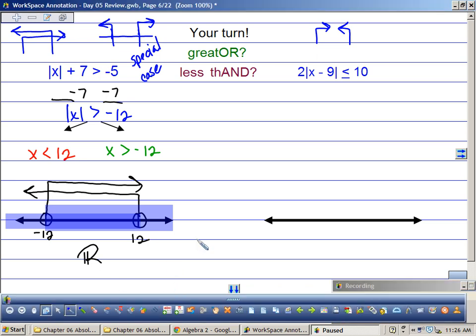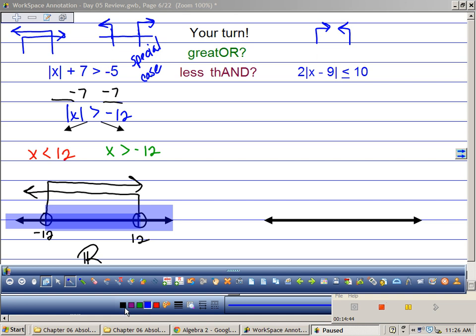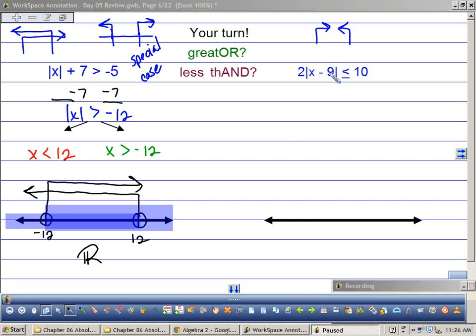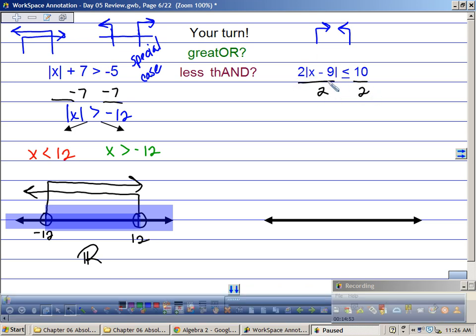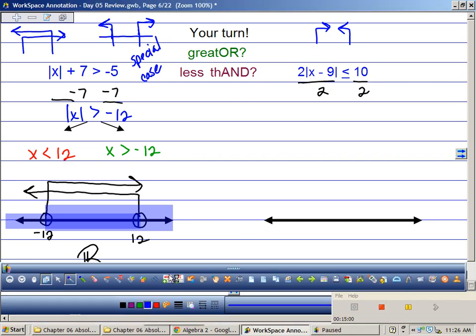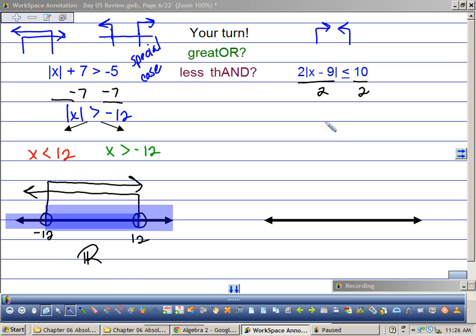Okay, so let's do this one together. What was your first step? Isolate. How do we isolate? Divide both sides by 2. I've got to get rid of that 2. It says 2 times the absolute value, right? So Levi, what am I left with after I divide both sides by 2?